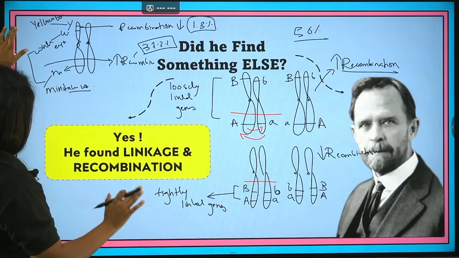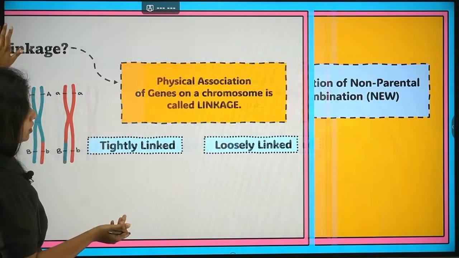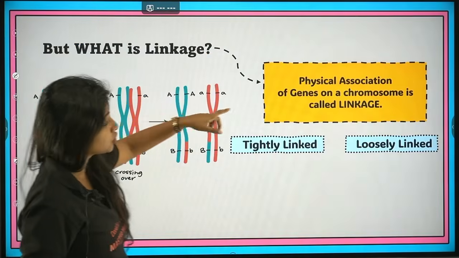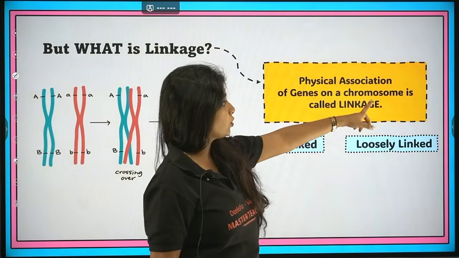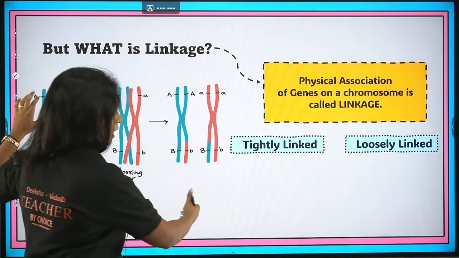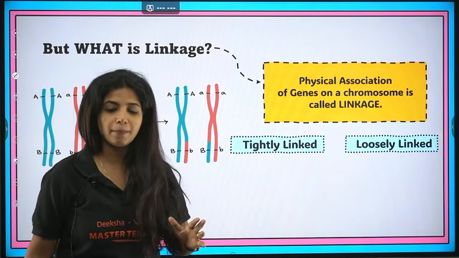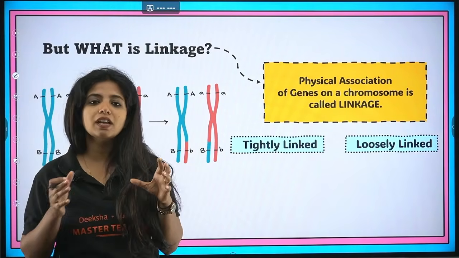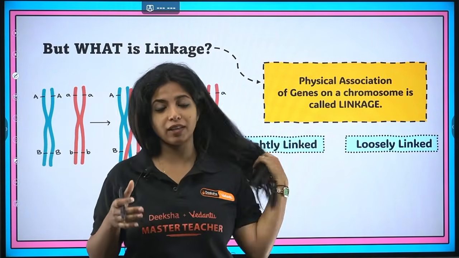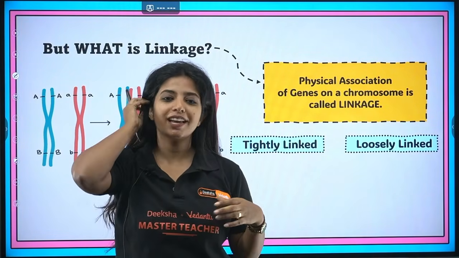This is what you need to know from this particular thing. Now I have already discussed it. What is linkage? Physical association of genes on the chromosome is known as linkage. It can be tightly linked, it can be loosely linked. And one more example, when you and your best friend are there and you're very close to each other, do you think any other friend can be formed? No. So you say less recombination.